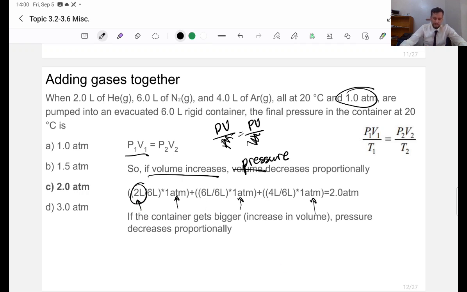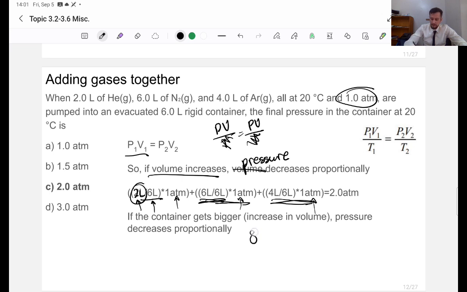But the original gas had 2 liters. Okay, it's going into a 6-liter container. Well, its pressure will now be 1/3 of what it was because the volume went up by 3 times, right? So 2 over the original volume over new volume times the original pressure. And then I do that for every gas. So in this one, the pressure will be the same because the volume of the container hasn't changed in the second example. And then the third one, it will be 2/3 of what it was, right?